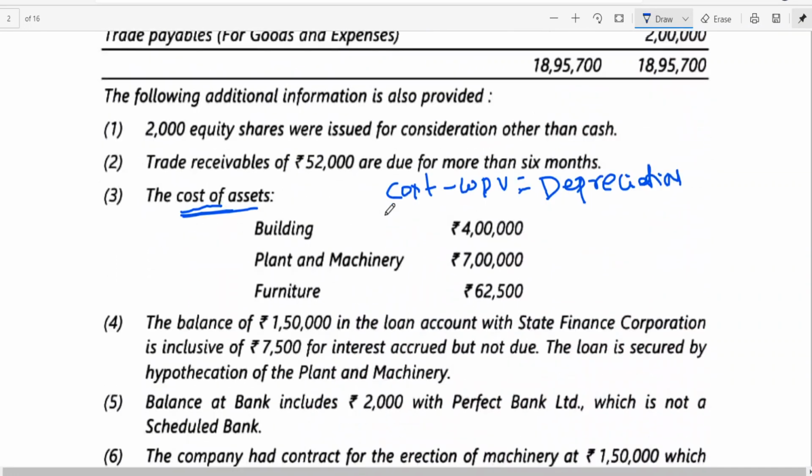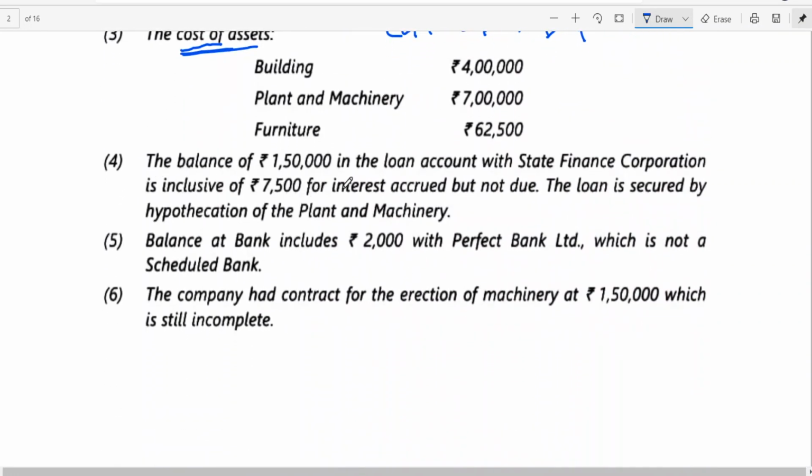Okay. Then the balance of 1,50,000 in the loan account with State Finance Corporation is inclusive of 7,500 for interest accrued but not due. The loan is secured by hypothecation of plant and machinery. Then it comes under long-term borrowings. So what should you do? From 1,50,000 you shall deduct 7,500 because the 7,500 is interest accrued.